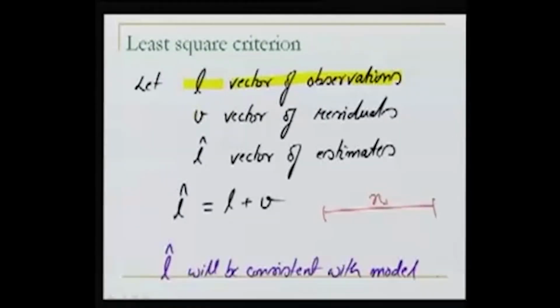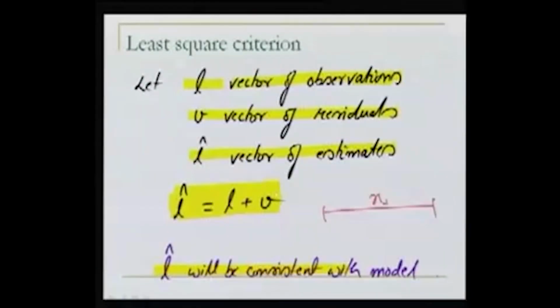Next, we take V as the vector of residuals. We know what the residuals are. If to an observation I add the residual, we get the estimate. L hat is the vector of estimates, and they are related like this: L hat is equal to L plus V, as we were saying. If we add the residual to the observation, we get the estimate.